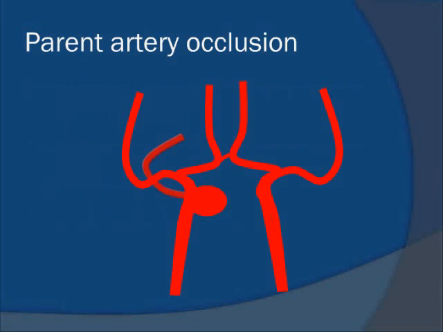So just let me give you an animation about the whole procedure. This shows an aneurysm in the internal carotid in the cavernous region. You can see the posterior communicating artery and the anterior communicating artery.